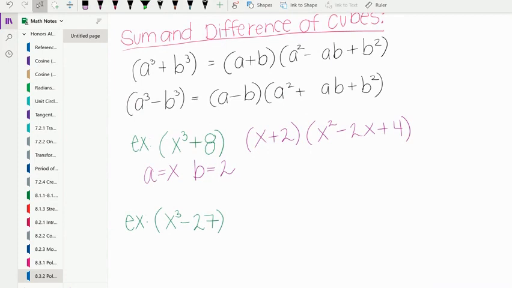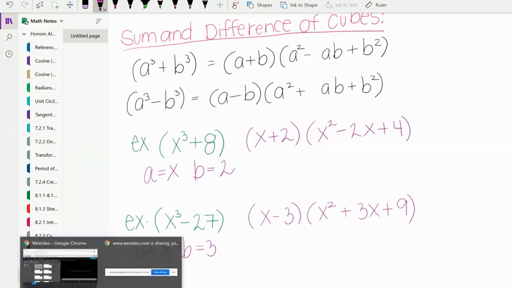This one is a difference of cubes, so a equals x and b equals 3, and so this would be x minus 3 times x squared plus 3x plus 9. Okay, so that is everything about theorems for this section and also sum and difference of cubes.